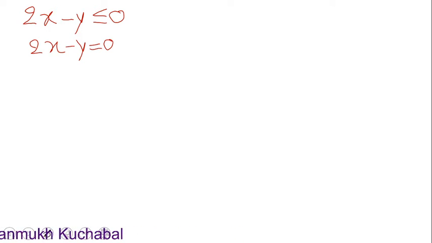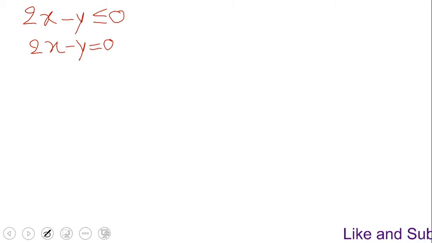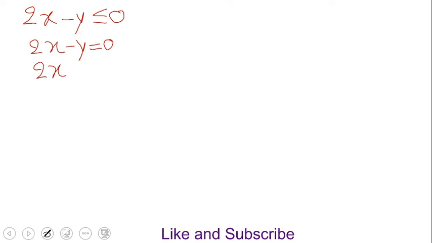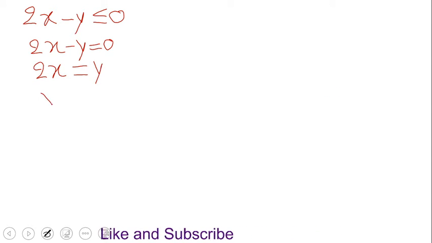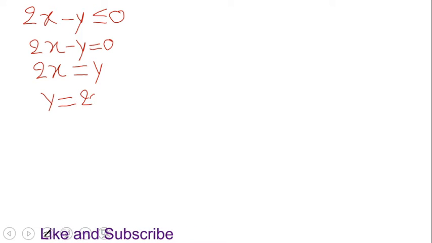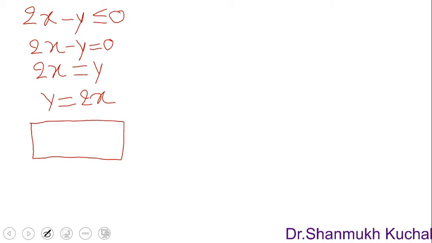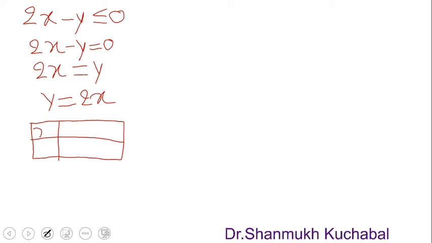Write the solution for y. Minus y, transpose it to the RHS. So we get 2x equal to y, or else the solution is y equal to 2x. Now we need to calculate any two values of x and y, and those values must be sharp values. Therefore I consider this tabular column in this way: x, y.